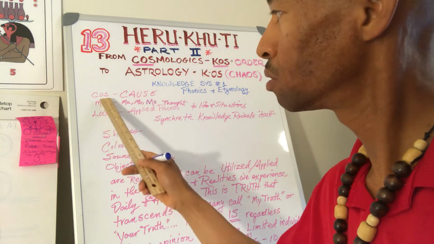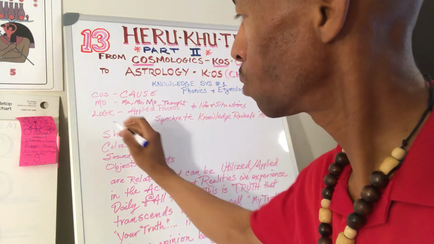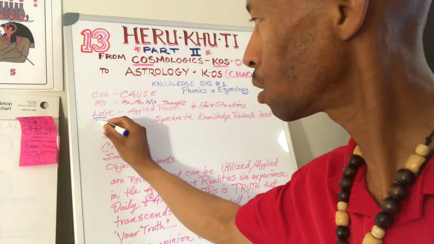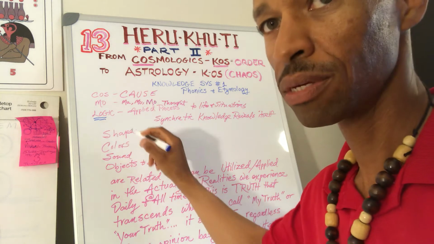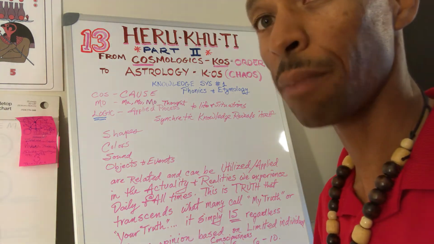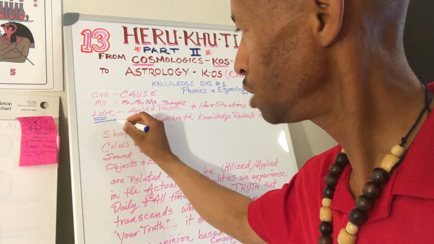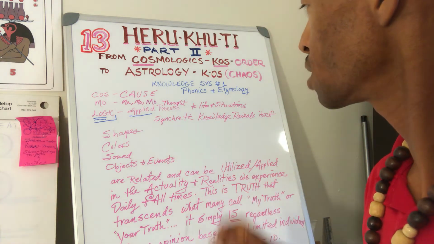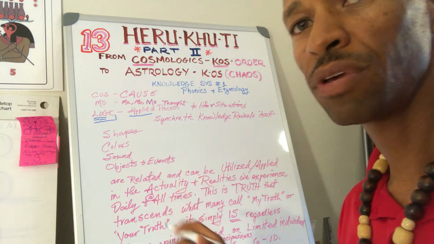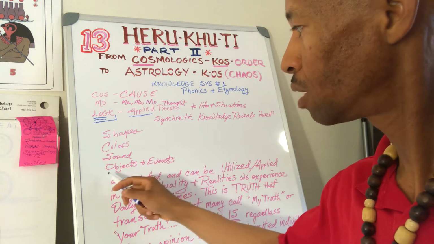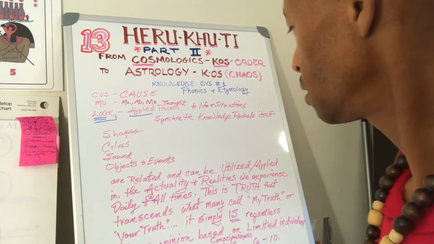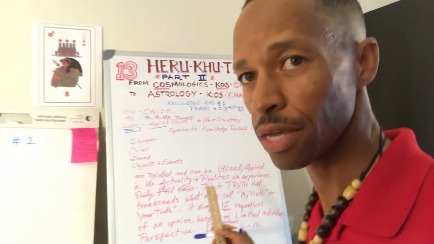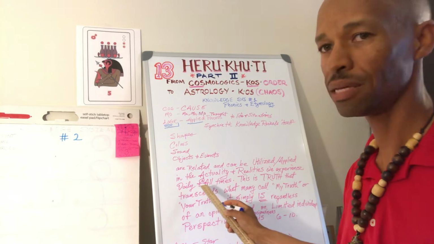Remember, cosmologic. Logic is, when we split that word up, logic, we have log, which is to record. It's an active process of recording or logging something, making a record. Logic is the active recording and application. Okay, logic is the application. So it's the applied process to life situations. It's the syncretic knowledge that reveals itself in shapes, colors, sounds, objects and events, and they are related and they can be utilized or applied in the actuality, and they can be applied in the realities that we experience daily at all times.